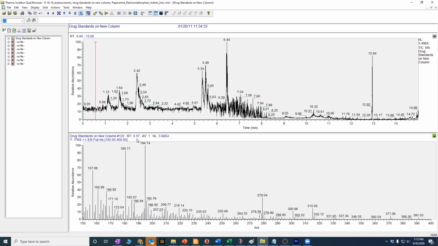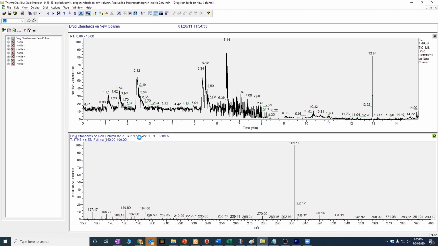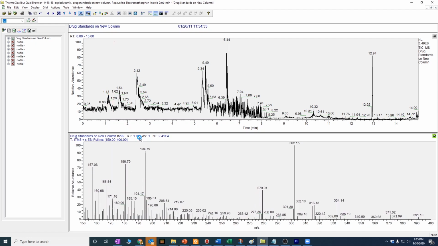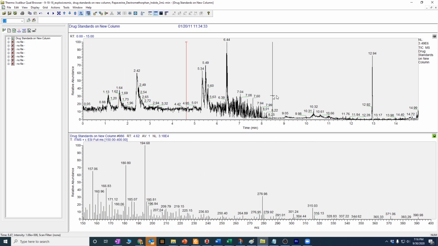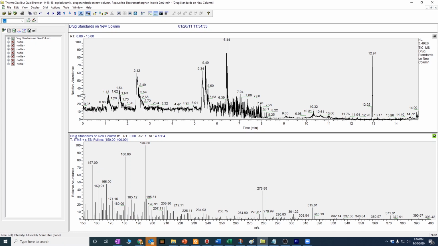Now the mass spectrometer is a little bit slower than the UV detector, so you really only get one spectrum, maybe 2, per every 0.01 minutes. But we can see this first peak is scan number 245. Second peak here, the oxycodone peak, is scan number 350 at retention time 1.64. Okay, so we have a full mass spectrum for anywhere we click up here.